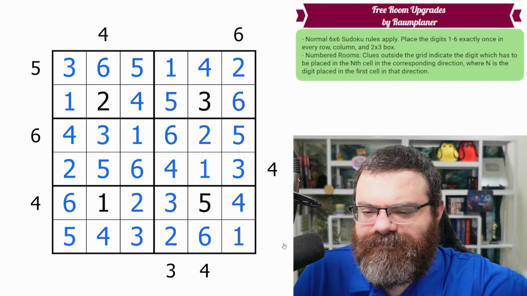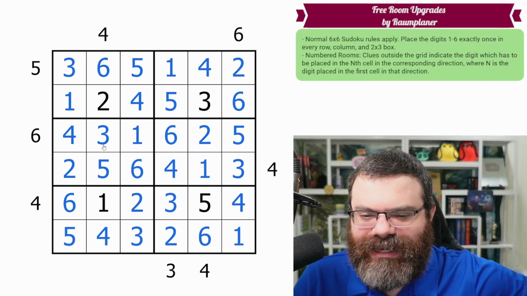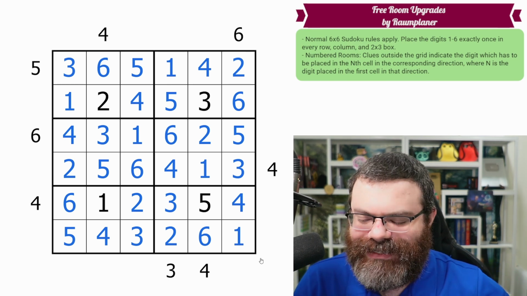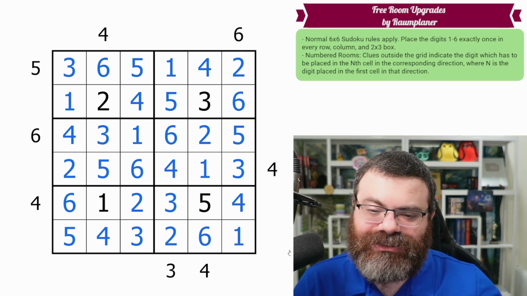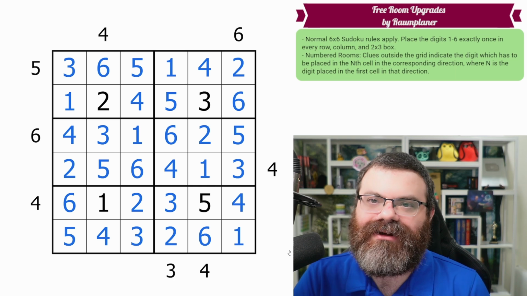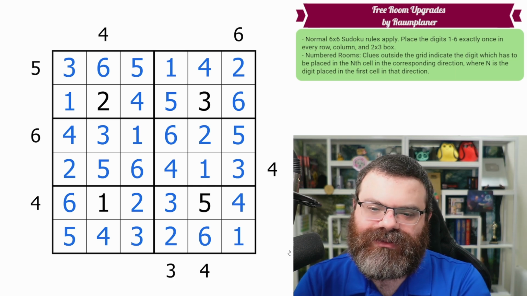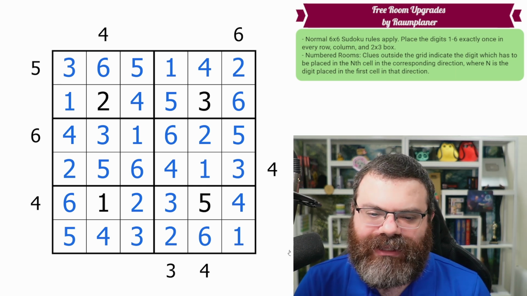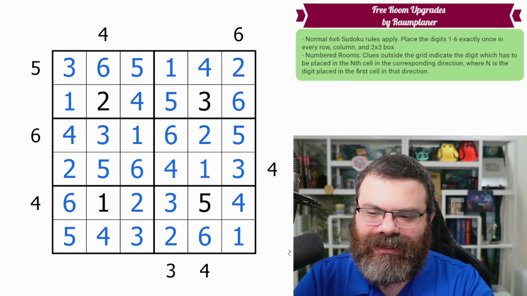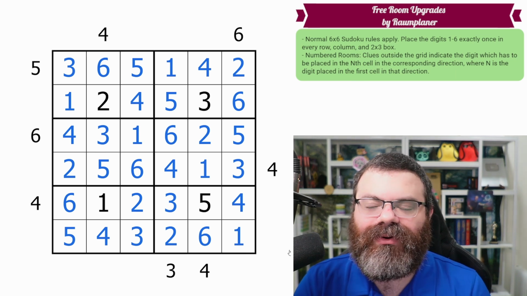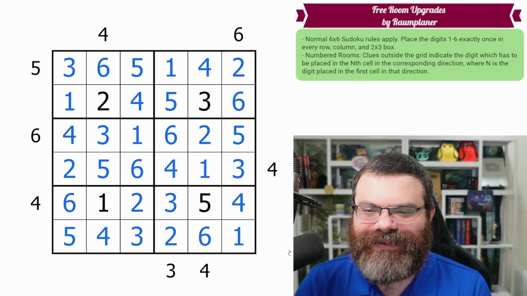All right. Nice use of numbered rooms there, Raumplaner. Yeah, definitely had to pay attention to what clue do we do next type situation. Good introduction to it, though, because you really had to think about all the different ways numbered rooms interacted with the grid and restricted specific cells. So yeah, I think that's going to be very important for all the rest of the puzzles this week.